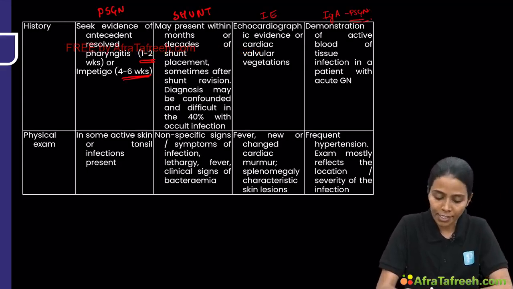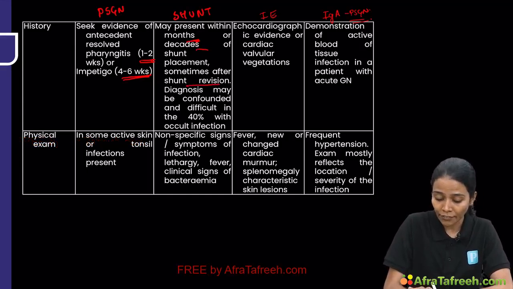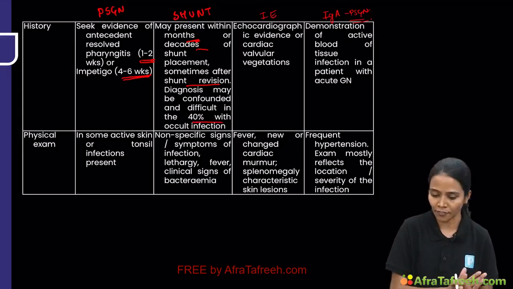In shunt nephritis, histories, they may present within months, like I told you, 6 months or decades of shunt placement, and sometimes even after shunt revision. Okay. The diagnosis may be confounded and difficult in the 40% of patients with occult infection. They can have occult infection.